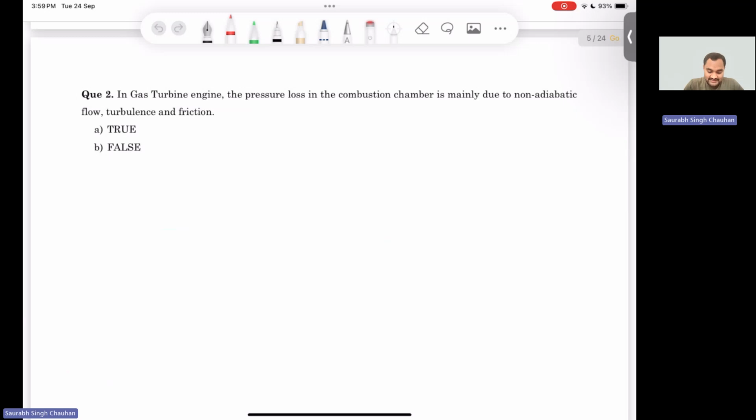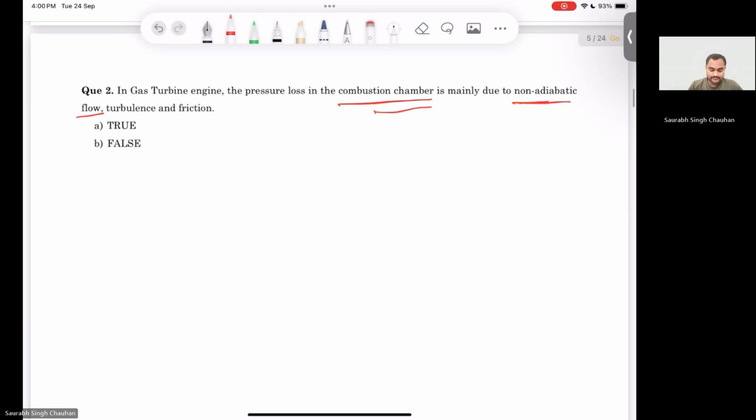Question number two says, in a gas turbine engine, the pressure loss in the combustion chamber is mainly due to non-adiabatic flow, turbulence, and friction. As we know, if the cycle is not ideal, then there are several losses. Losses occur in all the components: in the turbine, in the compressor, in the combustion chamber, everywhere. Because of losses, the efficiency is reduced. As far as losses in the combustion chamber are concerned, these are the main reasons. Because of non-adiabatic flow there will be heat loss, and because of turbulence and friction also there will be some losses. So this statement is true.